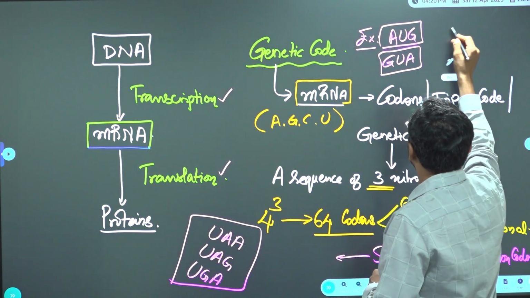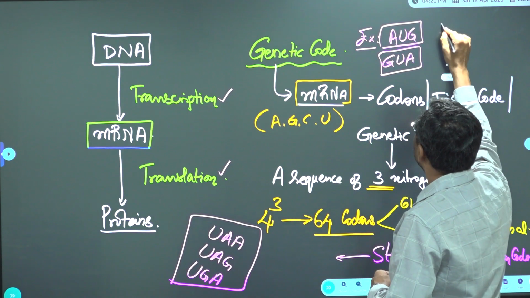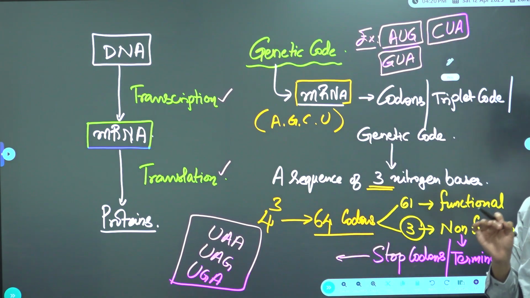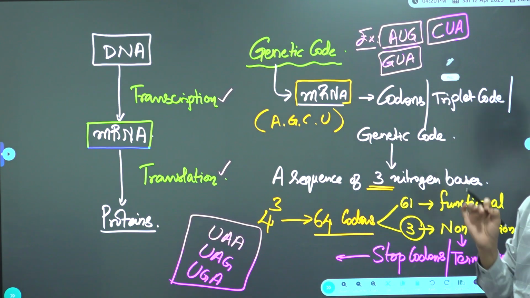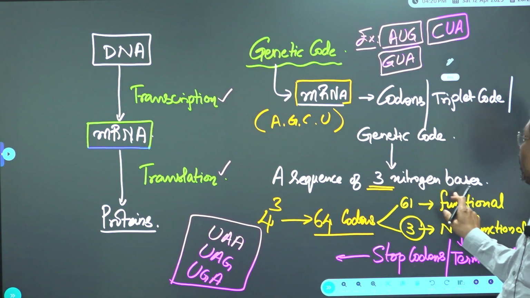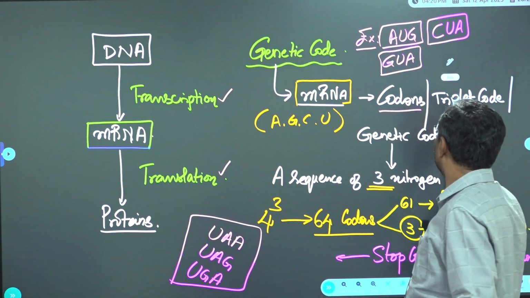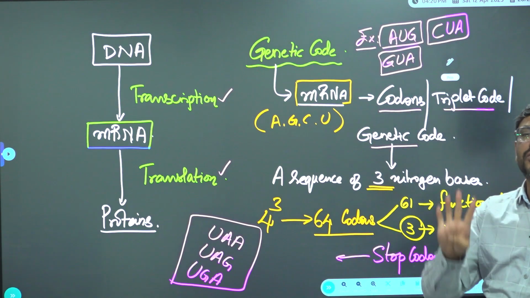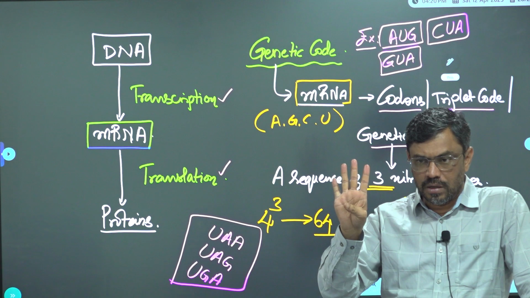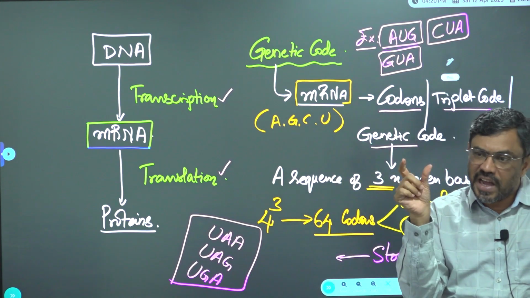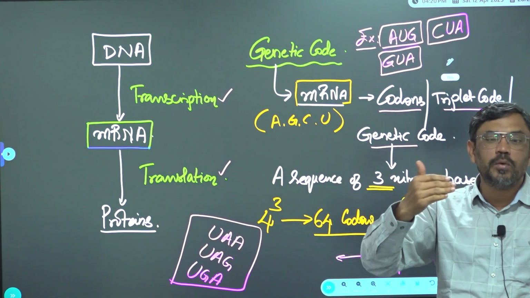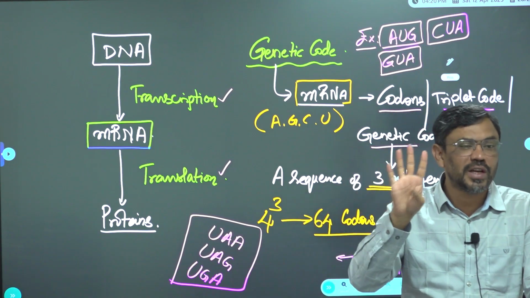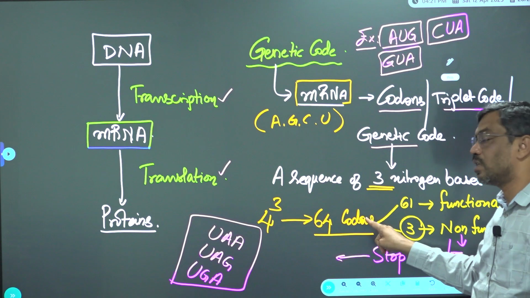Okay. AUG, GUA, CUA, this is another set. Are you getting? Like that, a set of 3 nitrogen bases forms genetic code, and that genetic code is called triplet code. Genetic code or codons or triplet code. Got it? So that means here totally 4 nitrogen bases are present. A set of 3 nitrogen bases are arranged as codon. So what is the probability? 4 power 3. How many combinations are possible? 4 power 3 combinations. That means 64 combinations are possible.